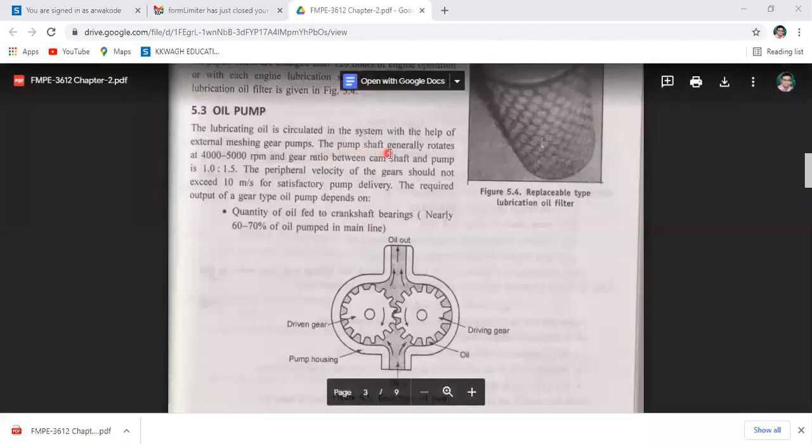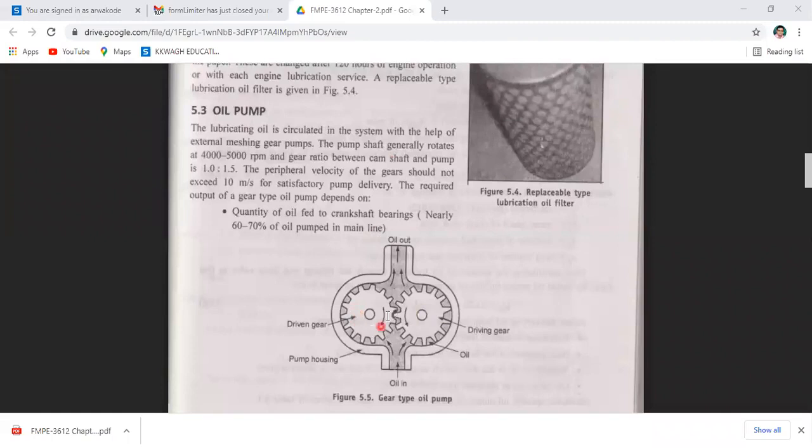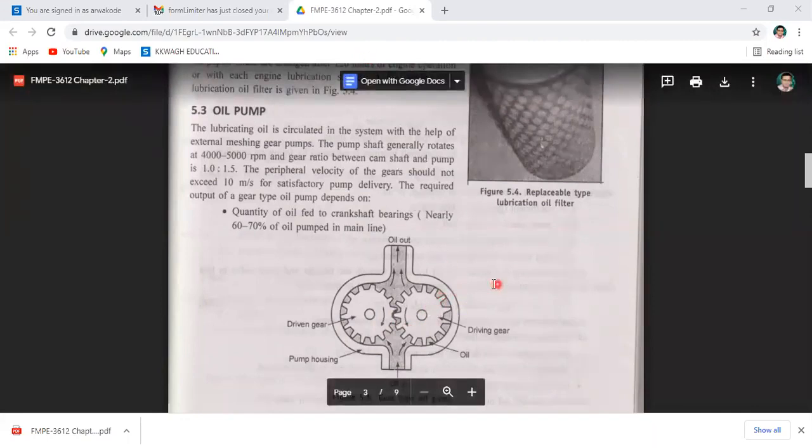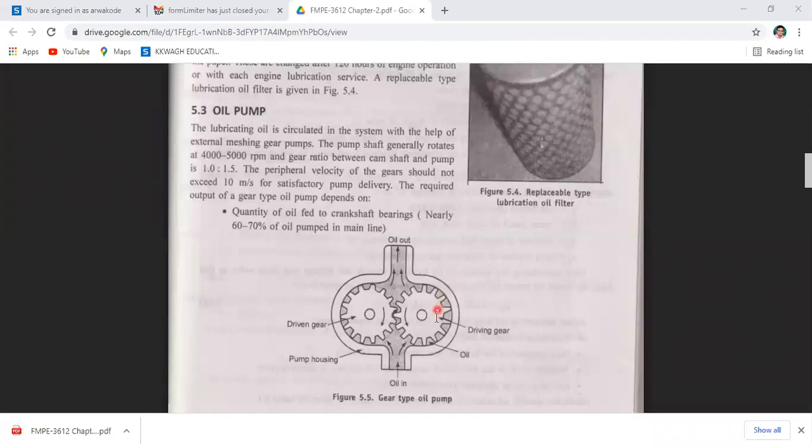So pump shaft. This is a shaft. One shaft is attached to the gear. This is called a driving gear, and another shaft is attached to the gear called a driven gear. On this driving gear there is one pulley, and this pulley is attached to the crankshaft, and with the help of this crankshaft, this driving gear rotates, and as the driving gear rotates, the driven gear also rotates, and both rotate in opposite directions.